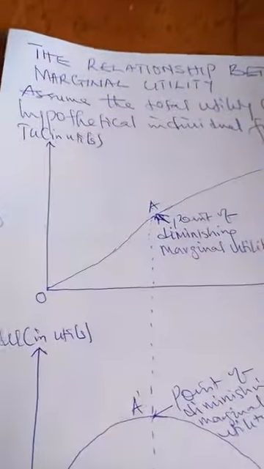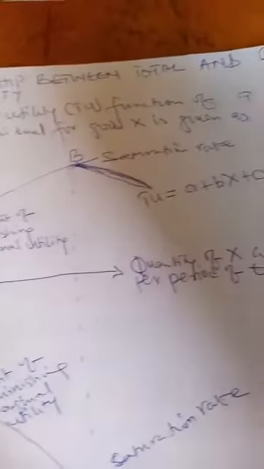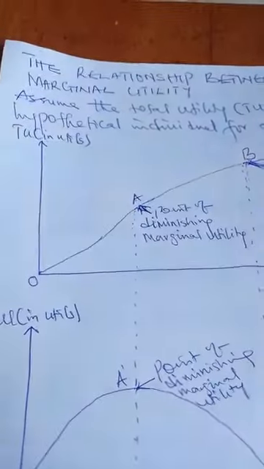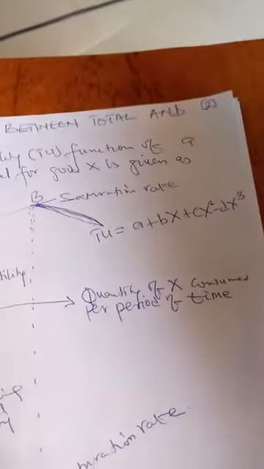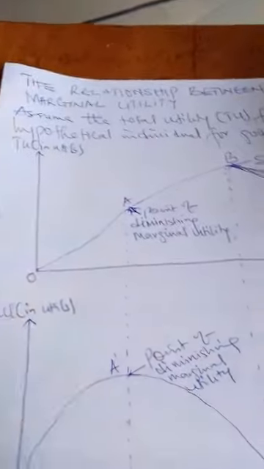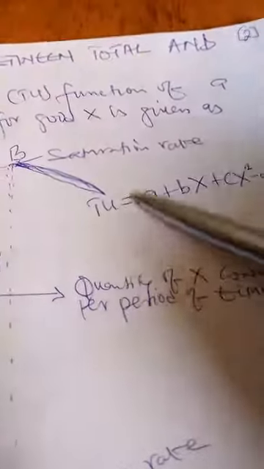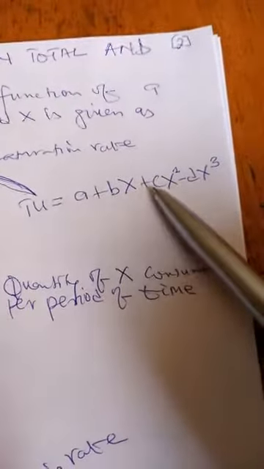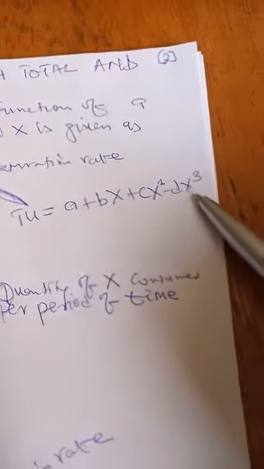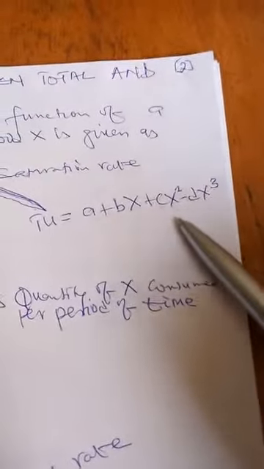Today we're talking about the relationship between total and marginal utility. Assume the total utility, TU, function of a hypothetical individual for good S is given as this. I didn't write it down, but if you look at this, this is what I'm talking about. It's given as total utility equals A plus BS plus CS squared minus DS cubed. Assume that this is what is given.